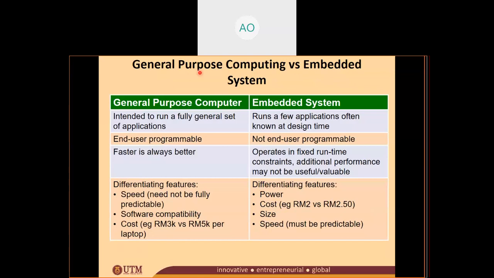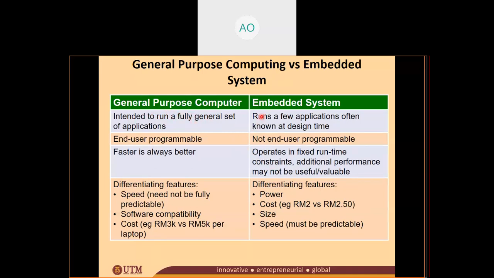Okay, let's look at the difference between the general purpose computer and the embedded system. The general purpose computer is intended to run a fully general set of applications. You can run many applications on the computer. For example, if you're going to play a video, you can install a VLC player or movie player. If you're going to play a game, you can install the game on your computer. If you're going to browse the internet, you can install a browser, so that you can browse the internet. So the computer can do many things.